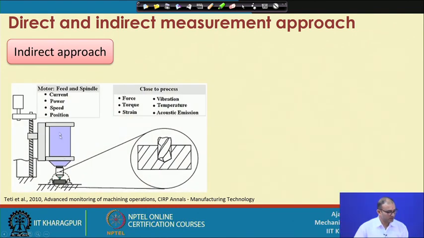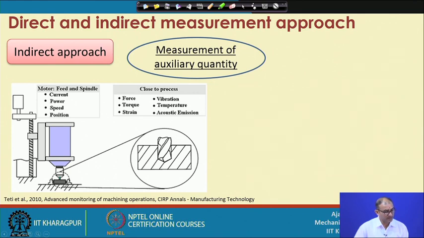What is the indirect approach? You measure current, power, speed and position, and based on those you calculate the condition of the cutting tool, workpiece or some other component of the machine tool. It is indirect because you are measuring some auxiliary quantity, and once you measure it, you correlate that auxiliary quantity with the actual parameter.